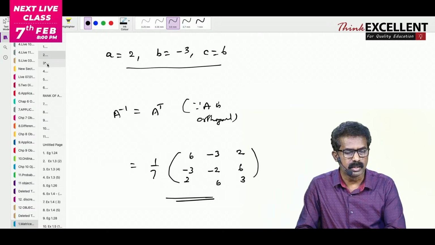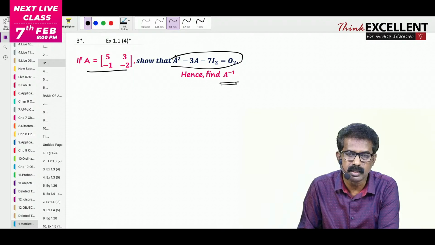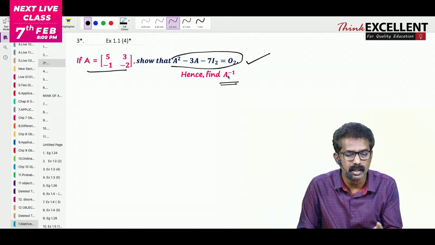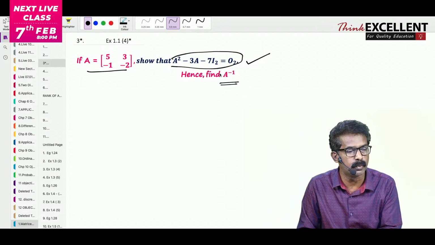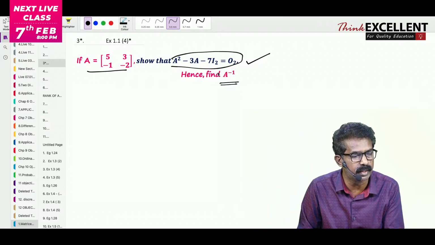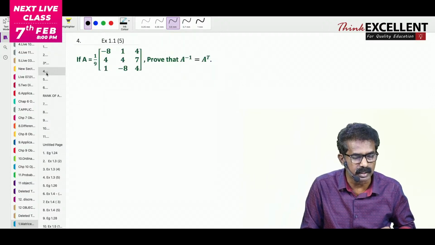Look at this question, third question. A given, they asked to prove this, hence find A inverse. Very simple question. Already 10th standard you would have done this one. So finding A inverse, already I taught one question. What do you do? You pre-multiply by what? A inverse. You multiply every term by A inverse. You will get the answer that you practice of your own.